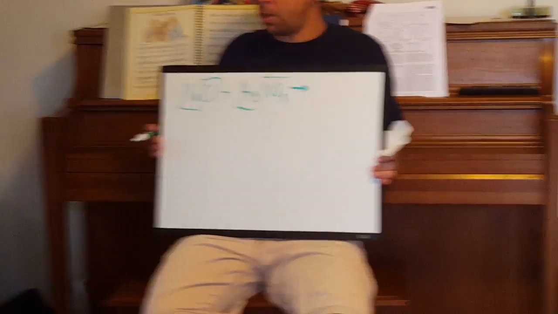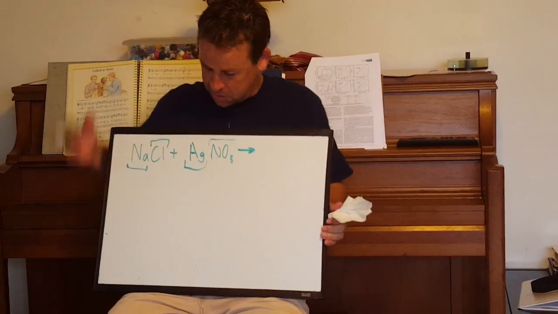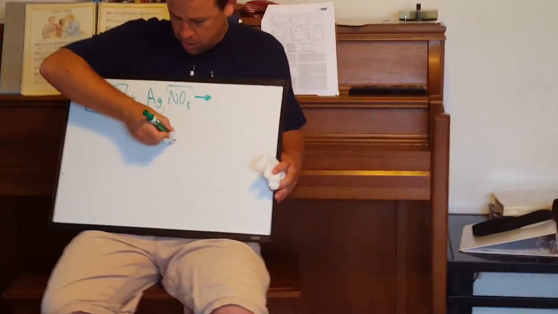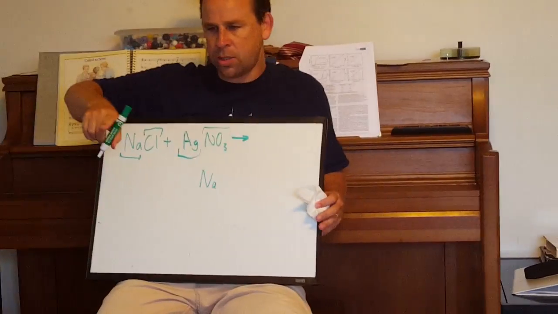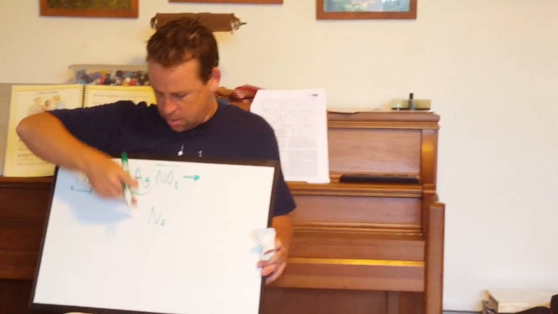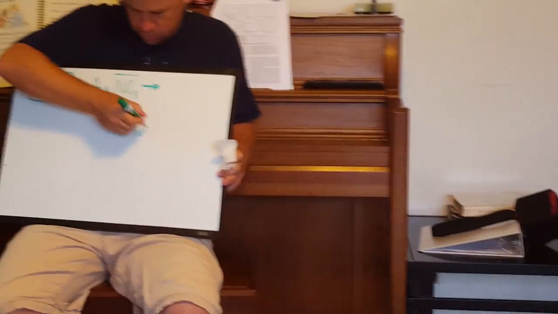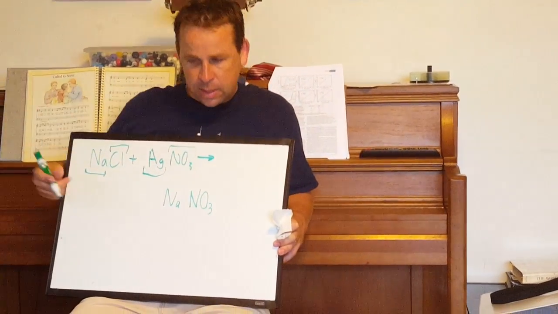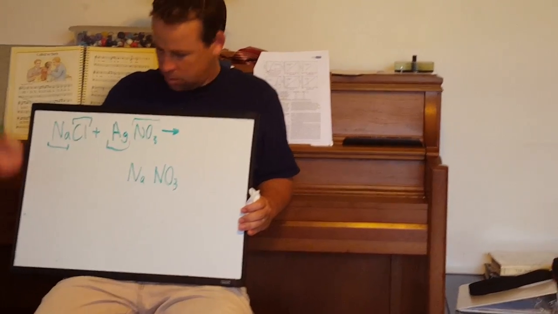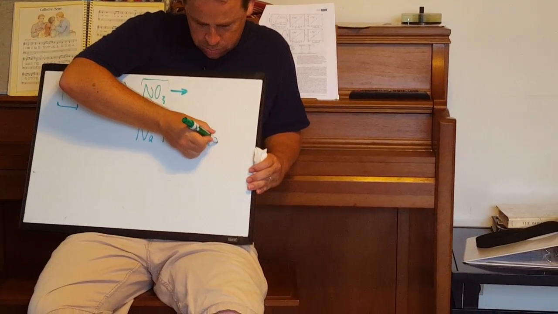You could either switch the metals or the negatives. It wouldn't really matter in this case, but sometimes it does. So the products are going to be what? Sodium nitrate, NaNO3. Any ideas? What's the new thing that's going to go with Na here? NO3. Very good. What's the other product? Silver chloride, AgCl. Very good.